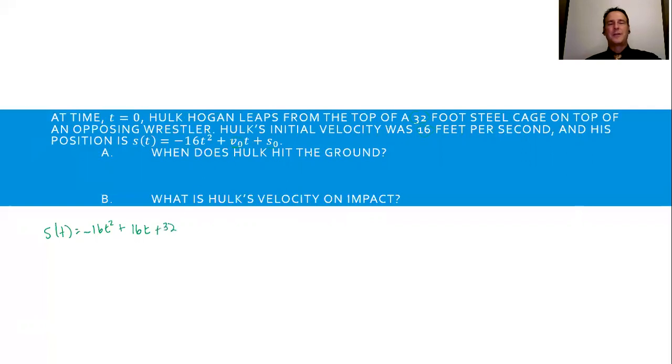Now, when does Hulk hit the ground? Well, when you hit the ground, what that means is you have a height of 0. Think about what our variables mean. t stands for time in seconds, which is what they shared. And s of t is your position, in terms of a height. So when you hit the ground, your s of t is equal to 0. And so you'll put a 0 here.